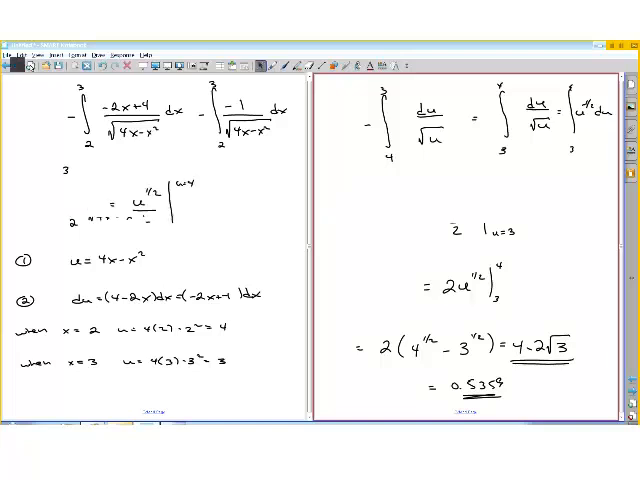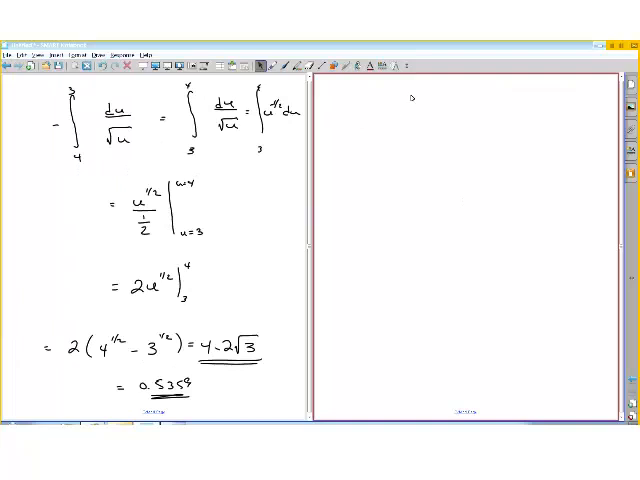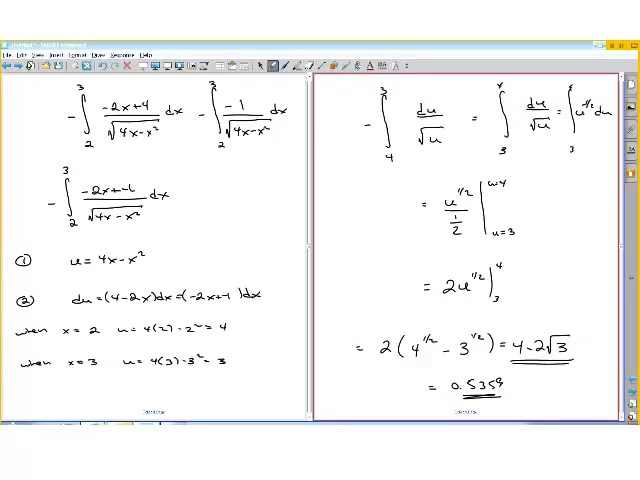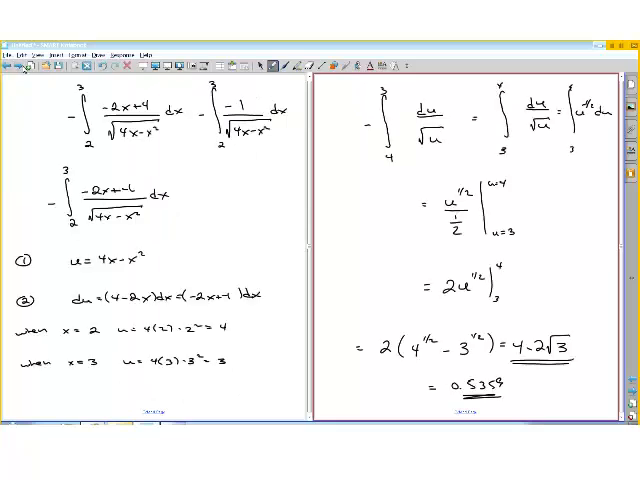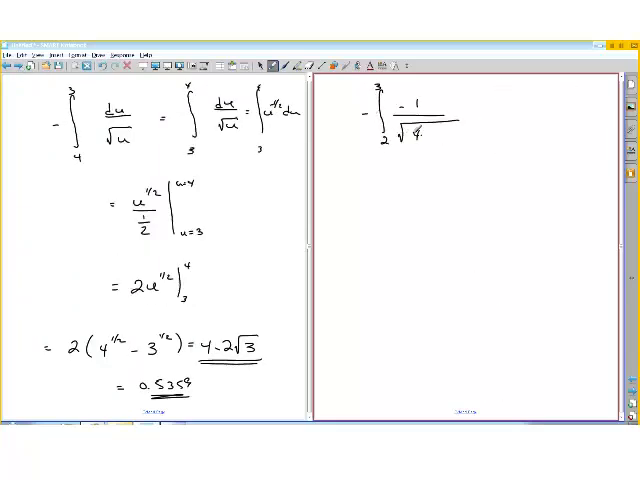Okay, so that's this part. The second part is what is the negative integral from 2 to 3 of negative 1 divided by the square root of 4x minus x squared dx.